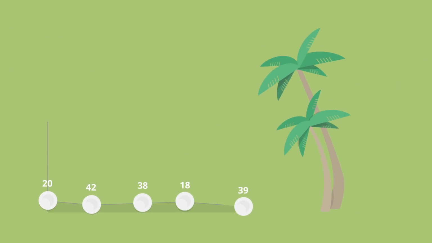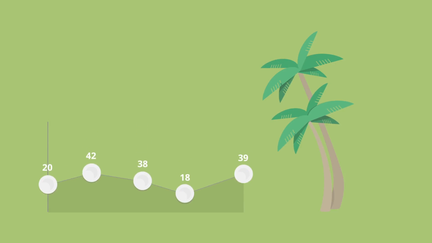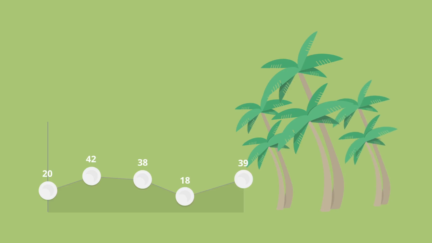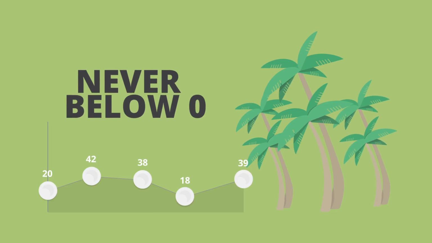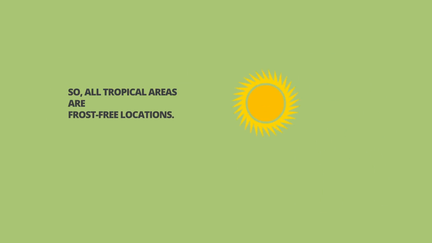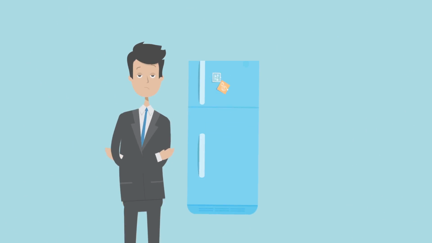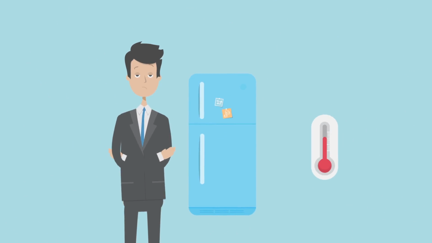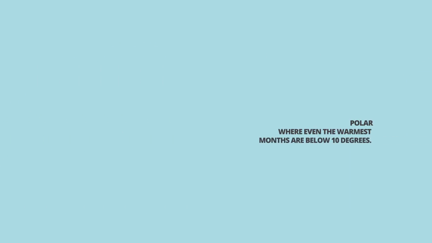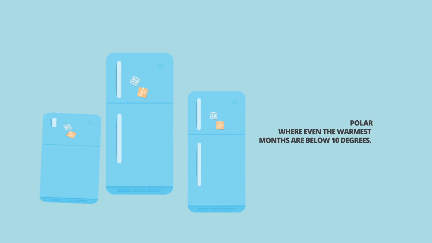The tropical classification refers to areas in which the mean temperature never falls below 18 degrees Celsius. We use the subcategory of subtropical for areas where the coolest months may fall below the 18-degree threshold, but never fall below 0 degrees. So, all the tropical areas are frost-free locations. The temperate areas consist of those where the coldest months see the mean temperature fall below freezing and the warmest months rise above 10 degrees Celsius. A subcategory is polar, which refers to those locations where even the warmest months are below 10 degrees.